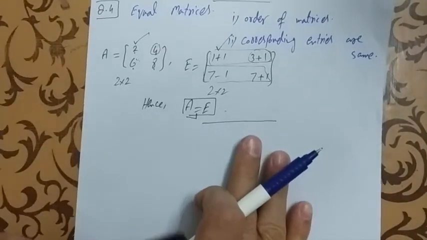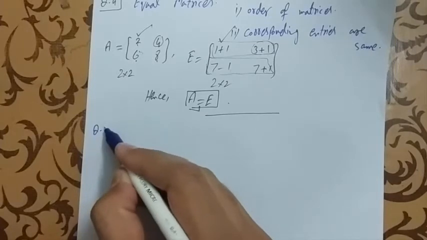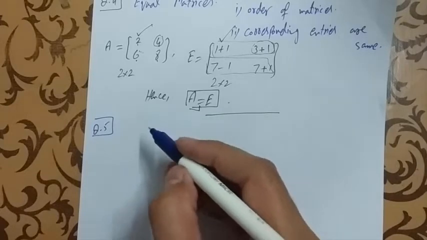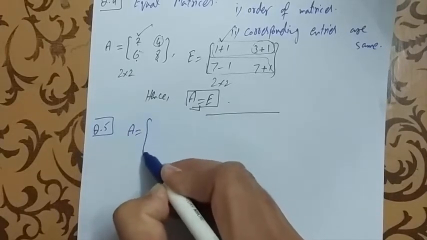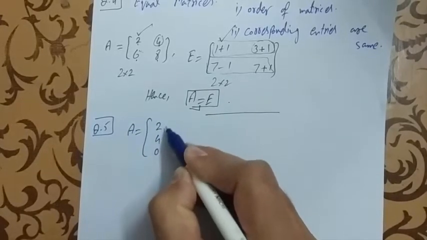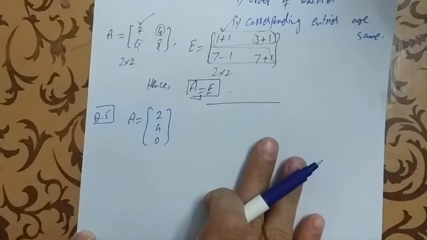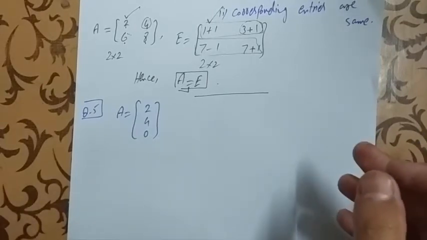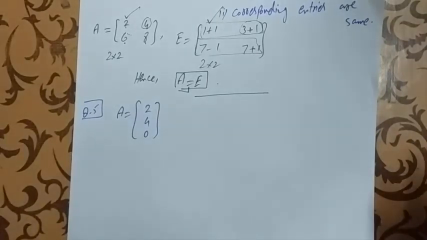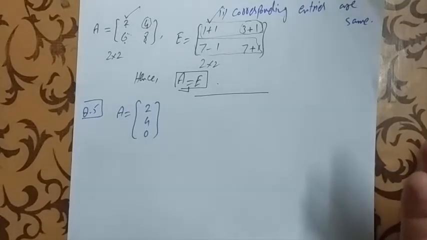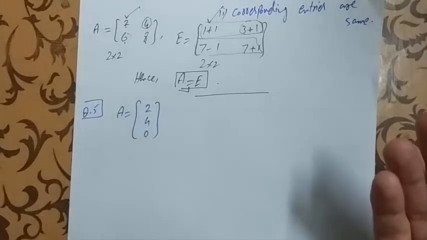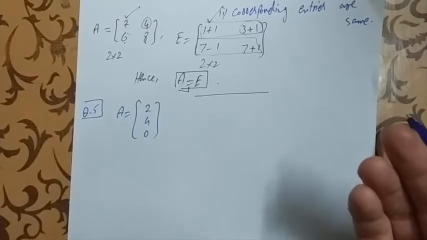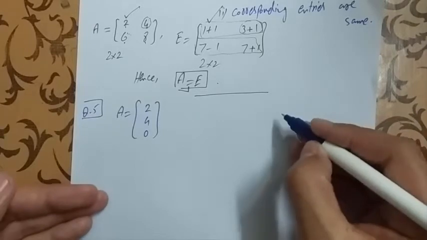Next question is question number 5. Find the additive inverse of each of the following matrices. Students, first problem, A is 2, 4 and 0. Find its additive inverse. How can we find its additive inverse? Students, you know very well how we find the additive inverse. We already studied additive inverse and multiplicative inverse in the first chapter on real numbers.